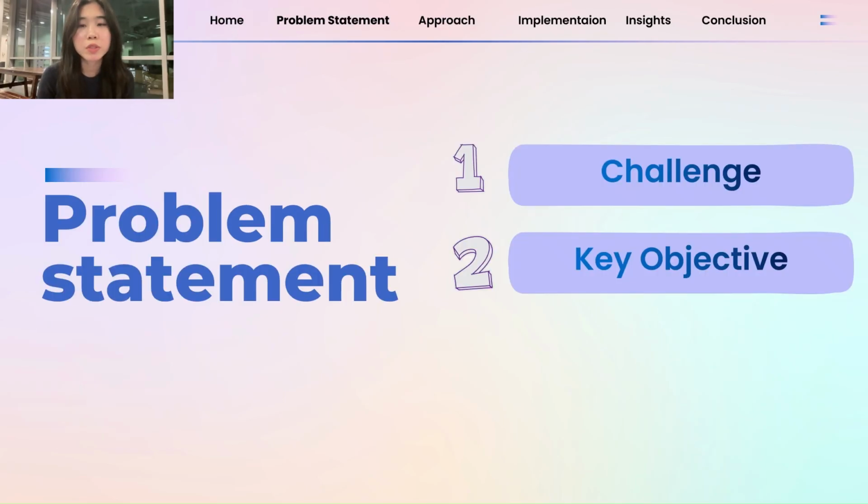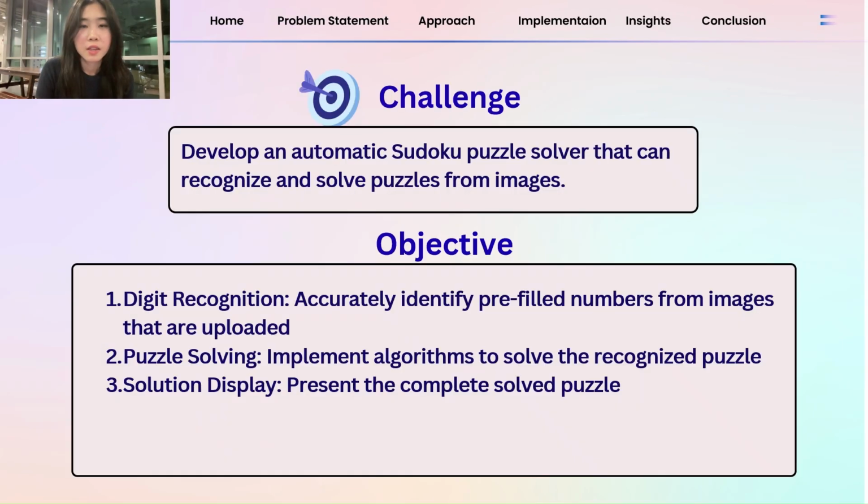So first, our problem statement focuses on a core challenge and three objectives. The challenge is to develop a solver that can not only solve the puzzle but also recognize it directly from an image. To achieve this, we broke it down into three objectives. First, digit recognition to read the pre-filled numbers from uploaded images. Second, puzzle solving using optimized algorithms. And finally, solution display for a complete solved puzzle.